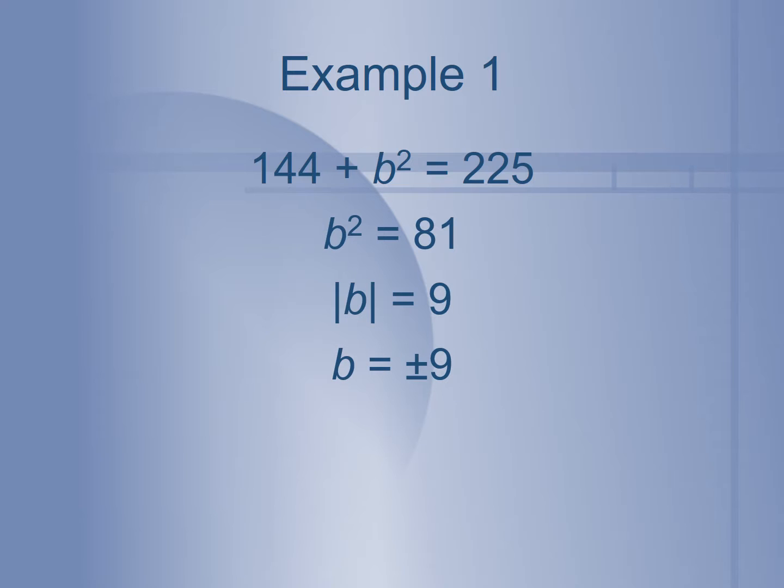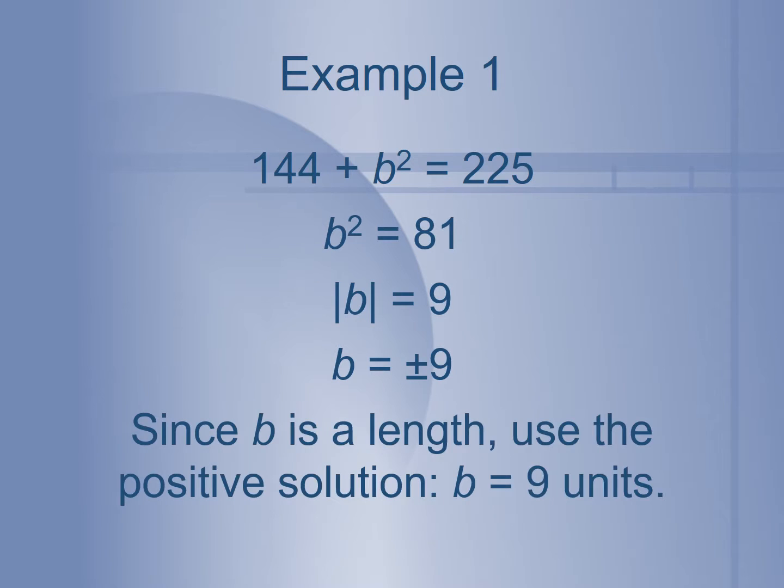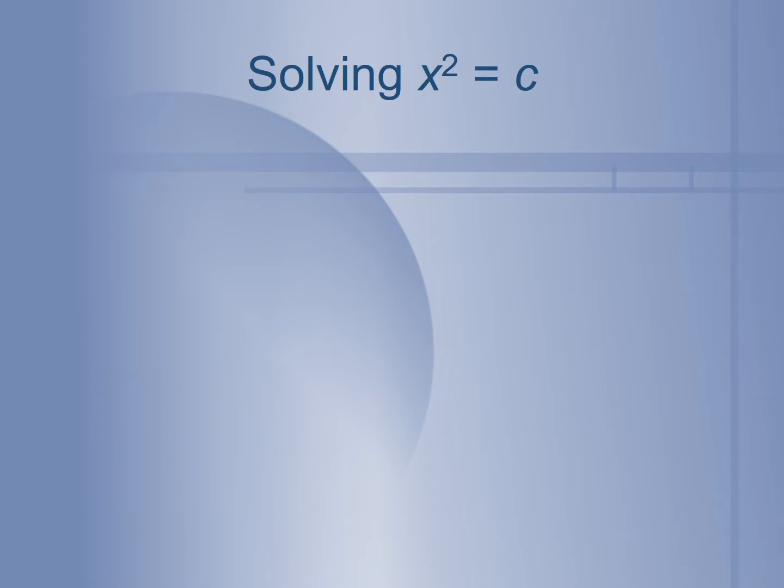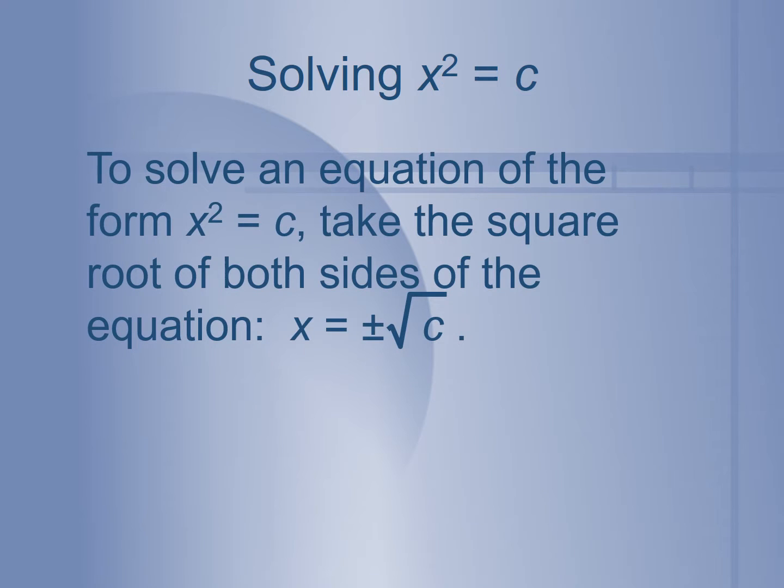However, since we're talking about the length of a side of a triangle, the length is not going to be negative, so we would say that the length is going to be positive 9. So to solve an equation where we have x squared equals some number, we take the square root of both sides, but we have to remember that it could be the positive square root or the negative square root.